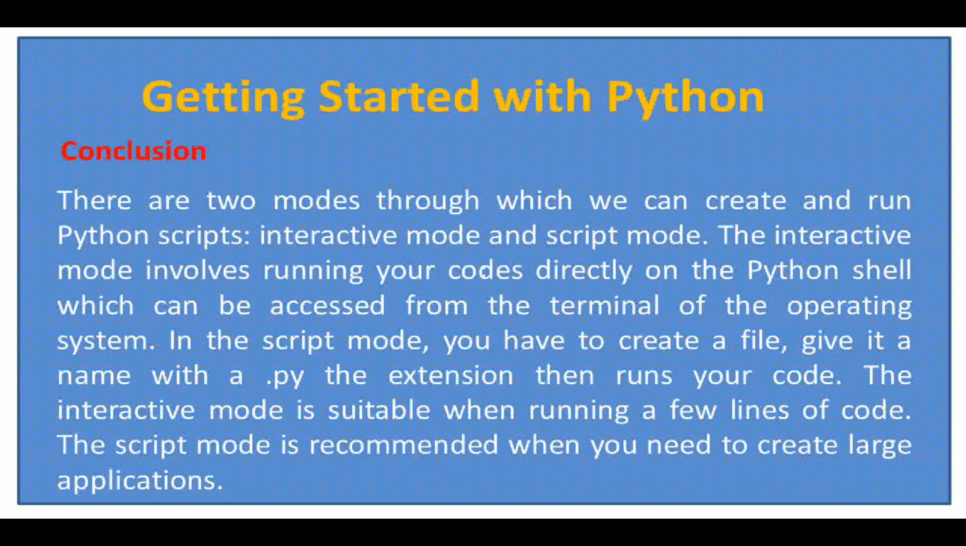So finally we can conclude that there are two modes in which we can create and run Python scripts. The interactive mode involves running your code directly on the Python shell, which can be accessed from the terminal of the operating system. Whereas in script mode you have to create a file, give it a name with the py extension and then run your code. The interactive mode is suitable when running a few lines of code, whereas the script mode is recommended when you need to create large applications.